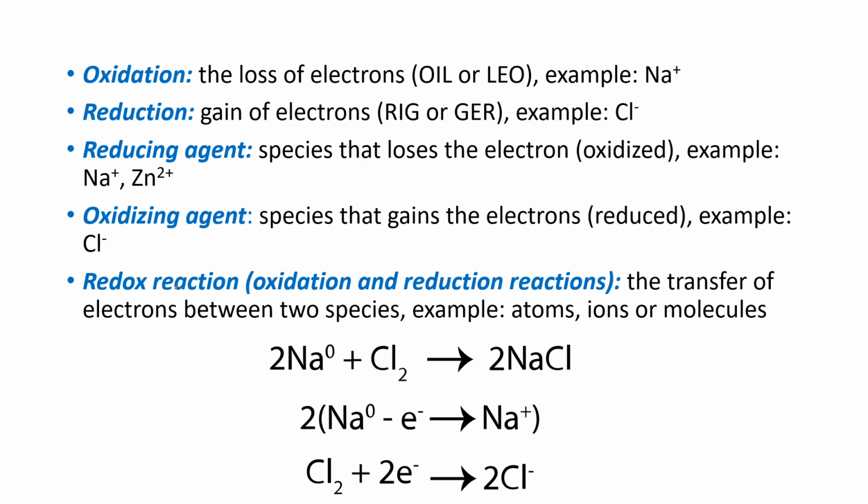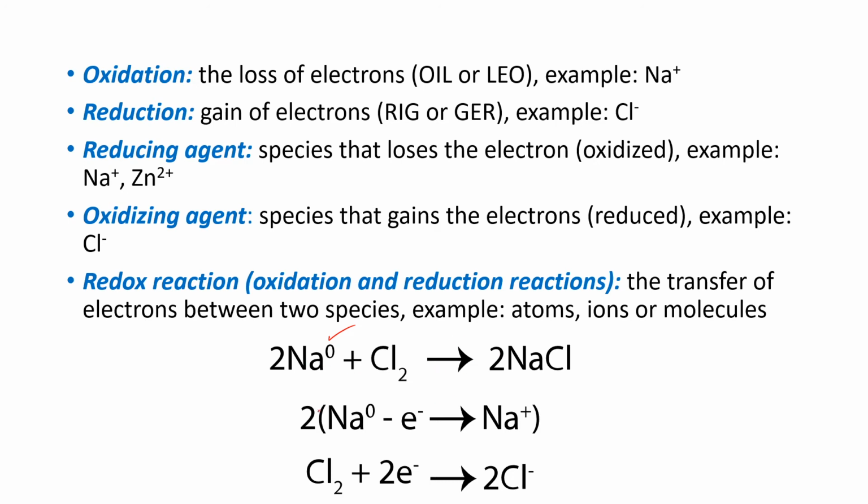Here there is a term known as redox reactions. It is nothing but the oxidation and reduction reactions that occur in a chemical reaction, known as a redox reaction. Here there is a transfer of electrons between two species, for example atoms, ions, or molecules. If you see here, there is a loss of electrons from the sodium towards the chlorine. That is nothing but loss of electrons.